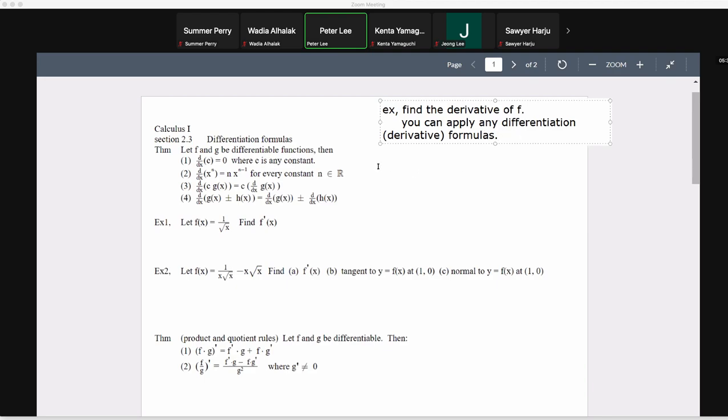However, if I say this, example, find the derivative of blah, blah, blah, by the limit definition, I will call it the limit definition of the derivative.